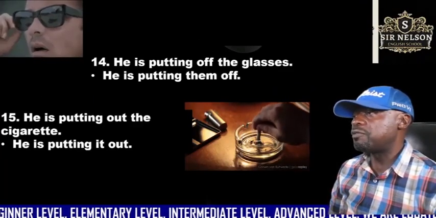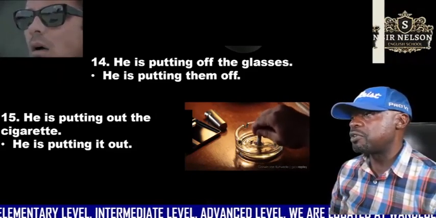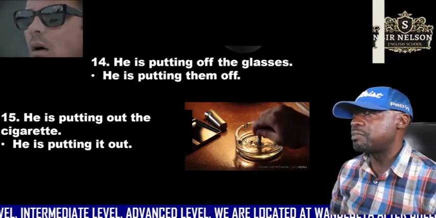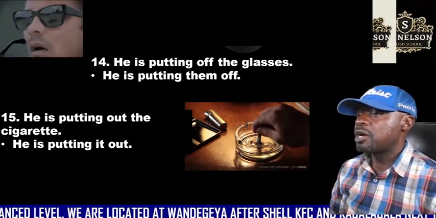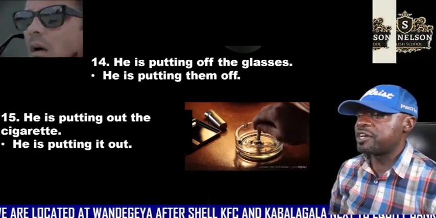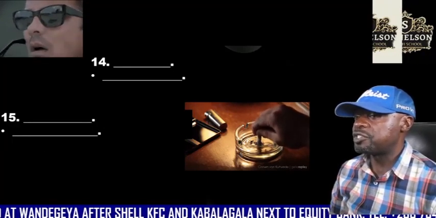He's putting off the glasses. The phrasal verb is putting off. The noun is glasses. The pronoun is them. 15, putting out is the phrasal verb. It is the pronoun for cigarette. Practice your English, number 14 and 15.